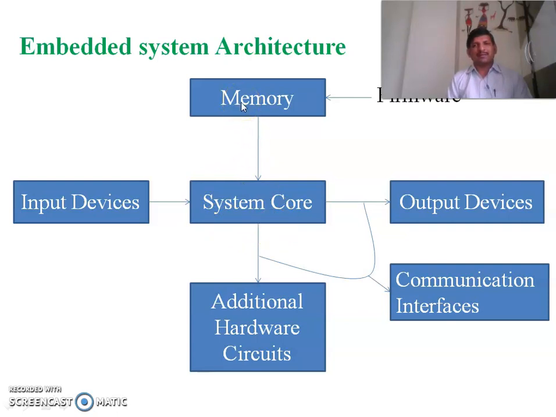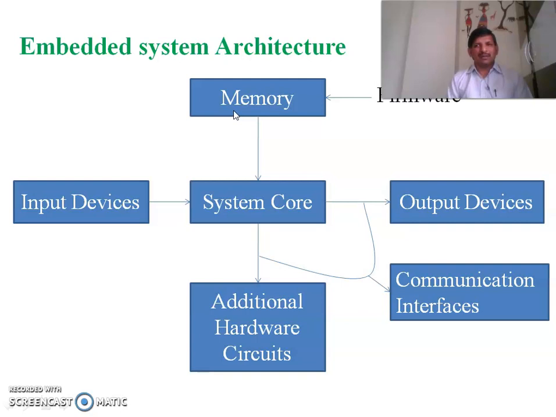Next, memory. We can use different types of memory devices for storing the instructions. There are two types mainly. One is primary memory, another one is secondary memory. Primary memory stores the data temporarily. That means whenever the power is off, the data will be erased. This type of memory is called primary memory.